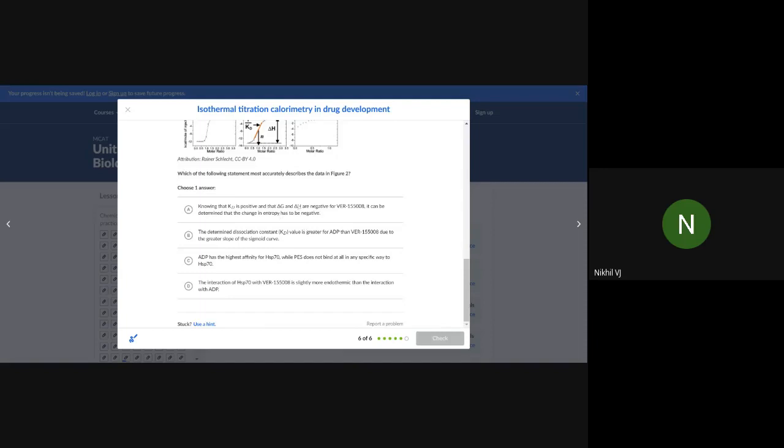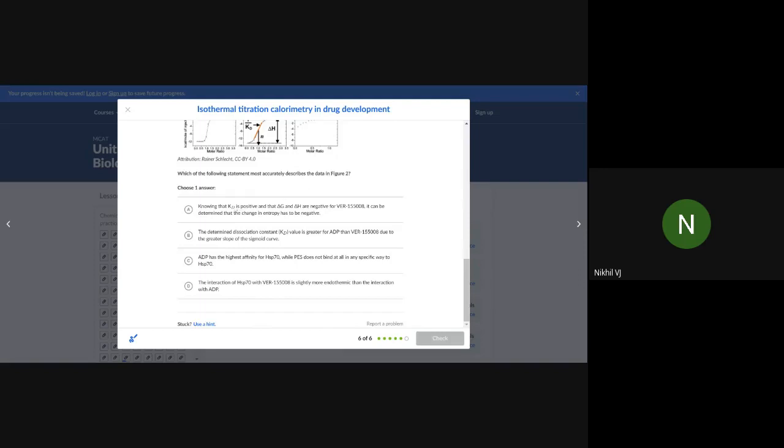So for this question, I think what's really important is understanding we're looking at figure 2, and based on these answer choices, we have to look at a lot of different components of figure 2. So for this, we can go step by step.